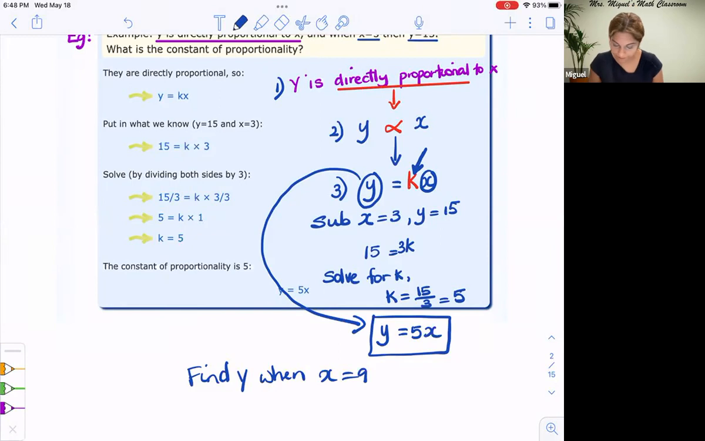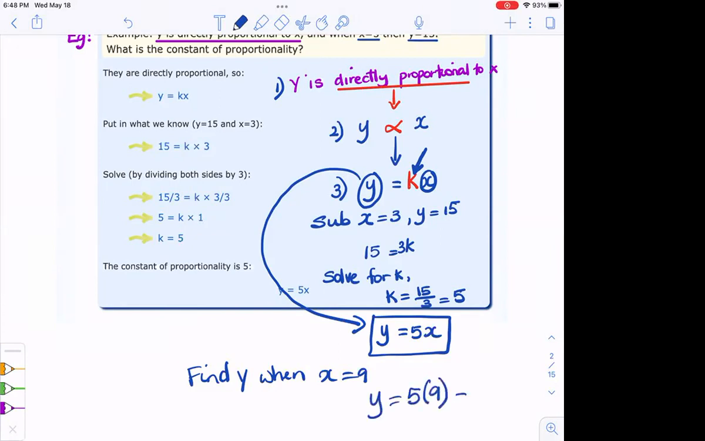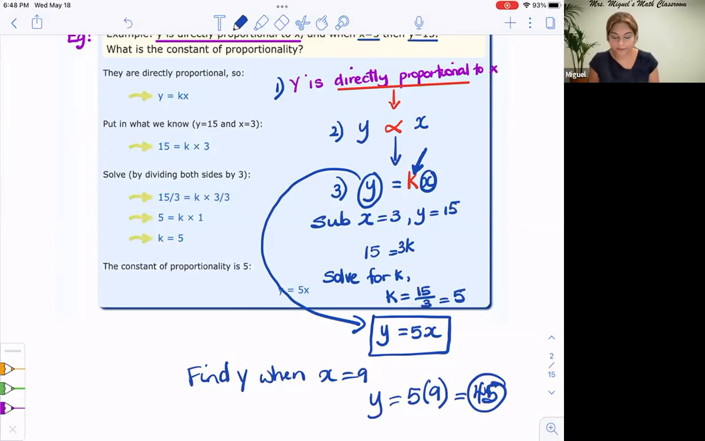Are we ready? Y is how much? 45. 45. Any questions? Any questions so far?